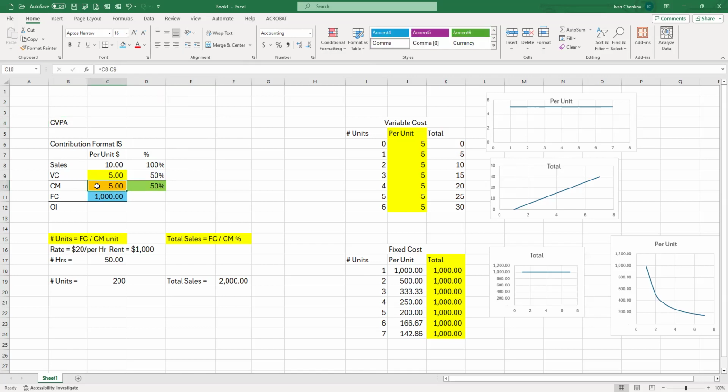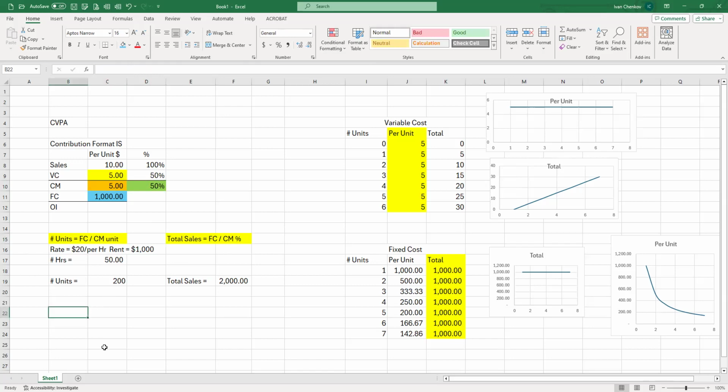For the contribution margin, that will be the calculation of sales minus the variable cost. It gives you the contribution margin as a dollar amount. And the other easy thing is to get the contribution margin ratio. And then you start applying the formula.